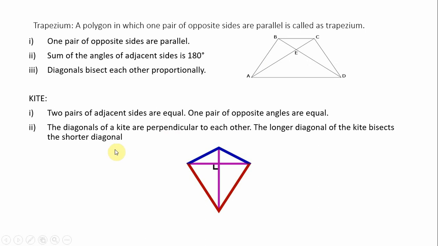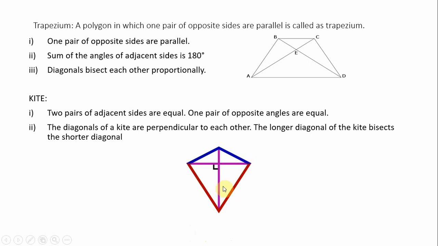Now coming to the last one, which is a kite. Two pairs of adjacent sides are equal, and one pair of opposite angles are equal. See children, here this is one side and this is one side. These two are equal. And similarly this side and this side are equal. Two pairs of adjacent sides are equal and the diagonals of a kite are perpendicular to each other. Means the diagonals are perpendicular. The longer diagonal of the kite divides the shorter diagonal. This is the longer diagonal and this is the shorter diagonal. It divides the kite into two congruent triangles as it is.